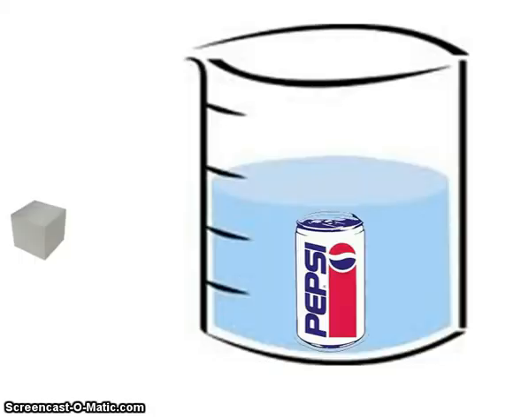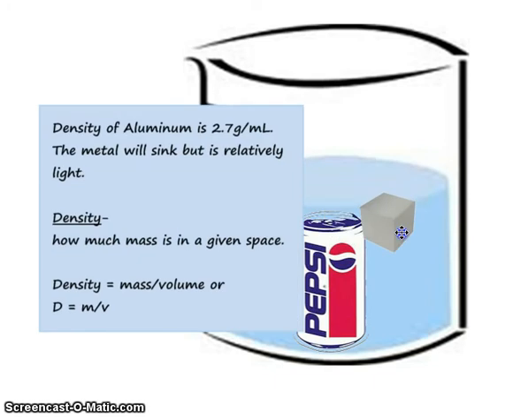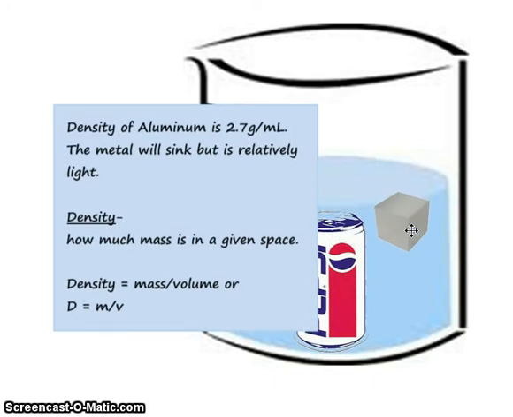The third physical property of matter is the idea that something can sink or it can float when placed in water. And remember, we learned about this earlier. Another physical property of matter is density. Density is how much mass is in a given space. So the density of aluminum is 2.7 grams per milliliter, which means if you were to place aluminum into a beaker, it would sink because aluminum is more dense than water.